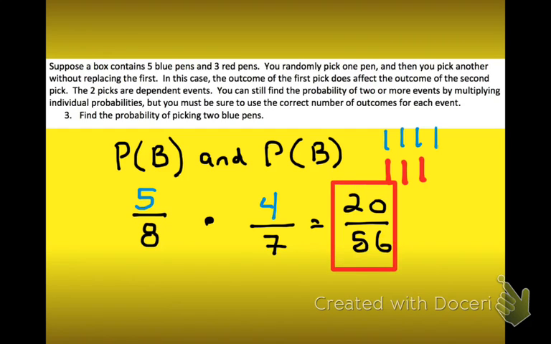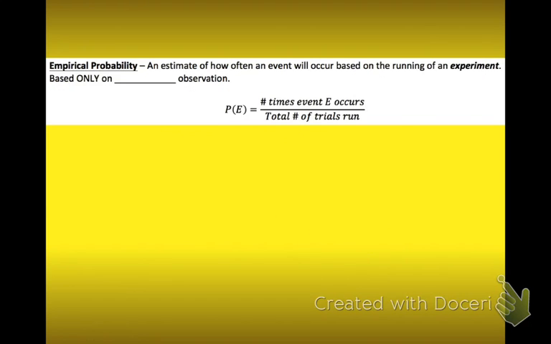So this is talking about picking things without replacement. If it says at any point that you do replace it, then it's just like the spinner where you would spin the first thing, nothing changes, you spin the second thing. That's with replacement. When it says without replacing the first, that's when you have to worry about the probabilities changing. So that's theoretical probability. Empirical probability is a little bit different. This is an estimate of how often an event happens based on an experiment. So you base this only on direct observations.